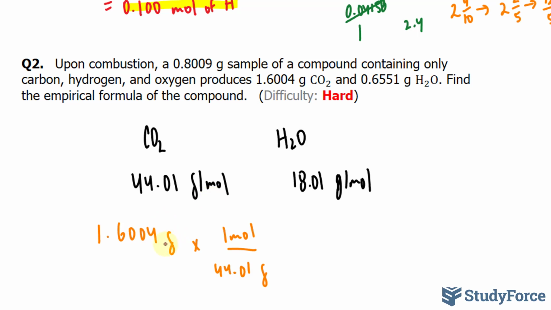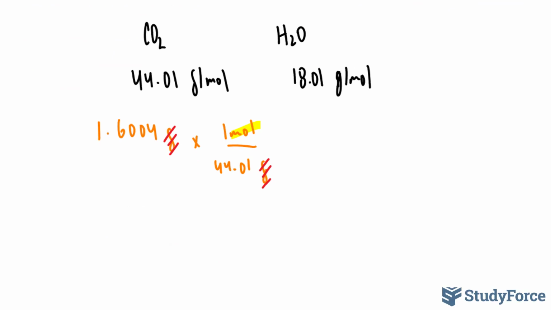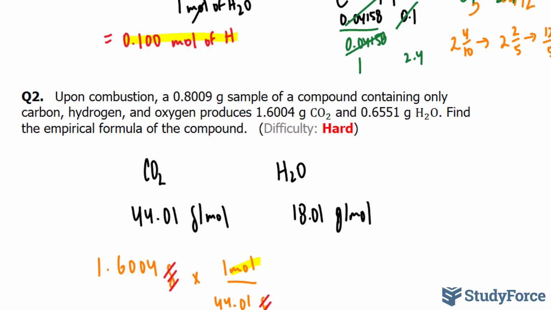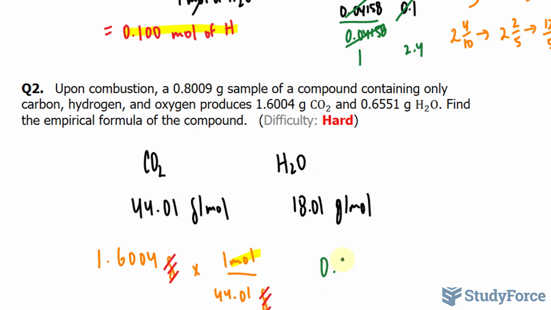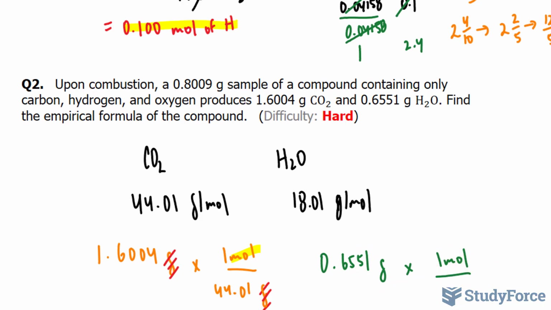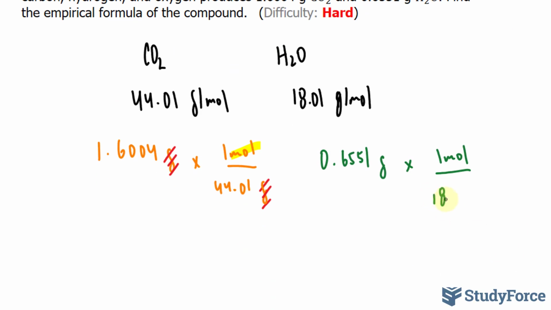I'm flipping it so that this gram unit will cancel out with this gram unit, leaving us only with moles. The same thing can be said for H2O. I'll take the mass of water, which was 0.6551 grams, and multiply it by 1 mole over 18.01 grams. Look what happens. The mole unit is the only one that remains as the gram units cancel out.